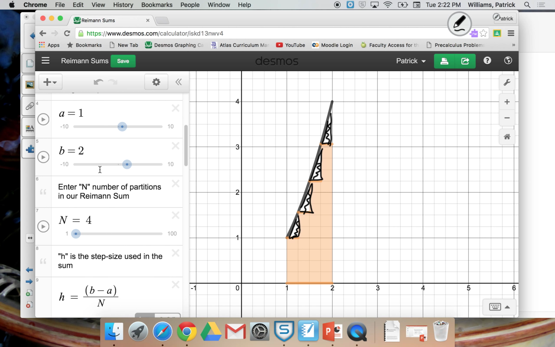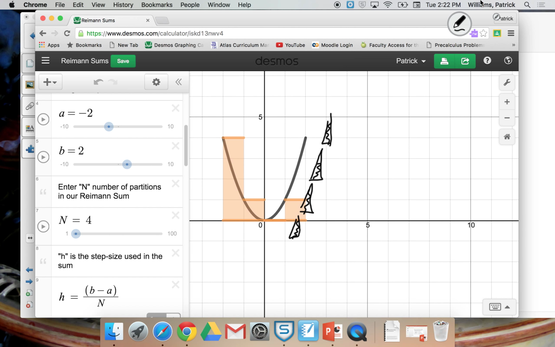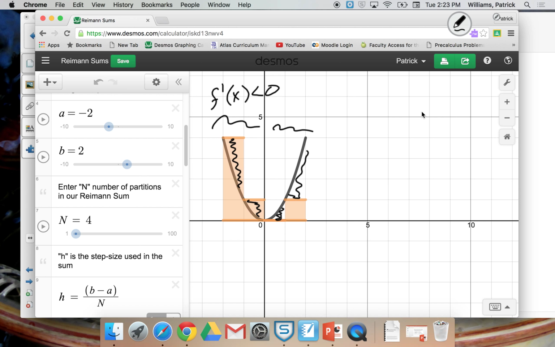But if I change, let's make that go a little bit to the left, like -2. If we change everything, now notice that our left Riemann sum still under approximates right here, but now it over approximates when x is less than 0. So can you see anything that changes about the function when x is less than 0 or greater than 0? It turns out that right here when x is less than 0, our function is decreasing, so f prime of x is less than 0. Here our function is increasing, so f prime of x is greater than 0.